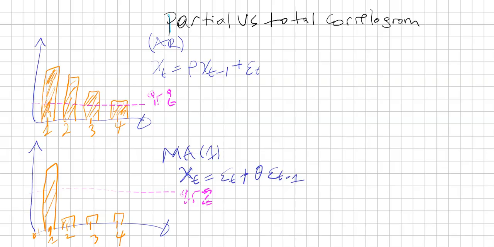That is the total correlogram. So we move to the downside about the partial, the PACF, the partial autocorrelation. We detect things very differently.